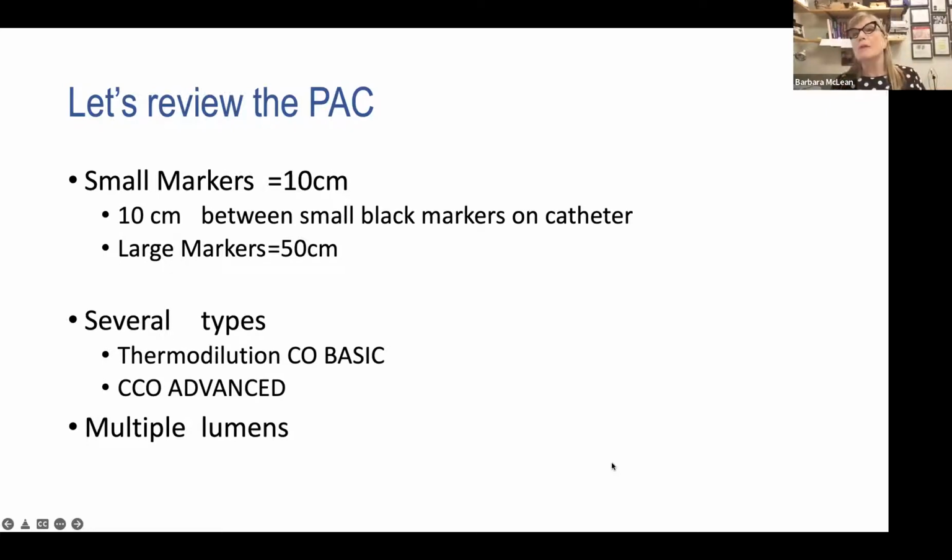And there are several types of PA catheters. Here at my hospital, we use primarily the CCO Advanced. That's a continuous cardiac output advanced PA catheter that has the capability for evaluating right heart ejection fraction and right ventricular end diastolic volume and volume index. Most places historically are using a little bit older catheter. They may use the CCO SVO2 catheter, or they may use a basic thermodilution cardiac output catheter. But in either case, both catheters have multiple lumens.